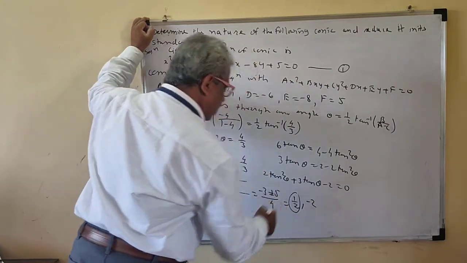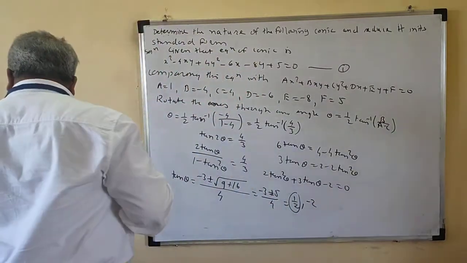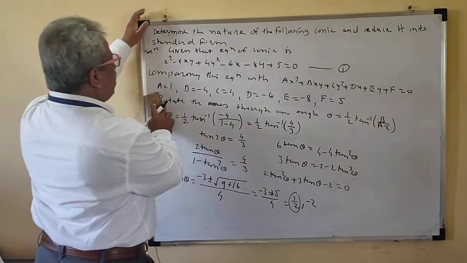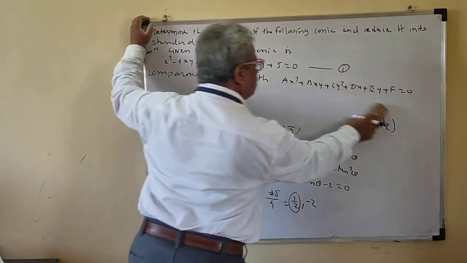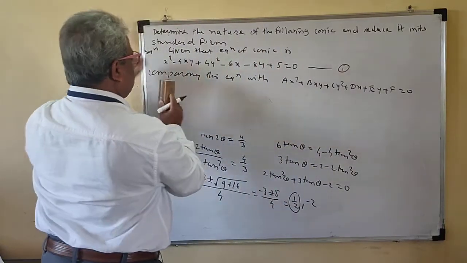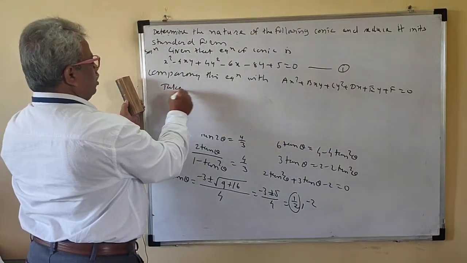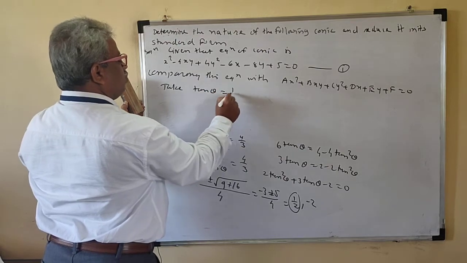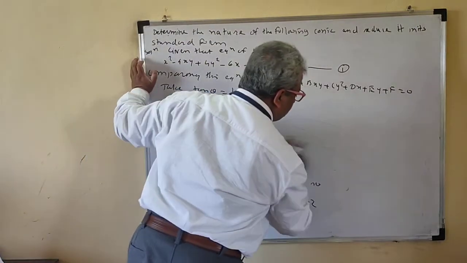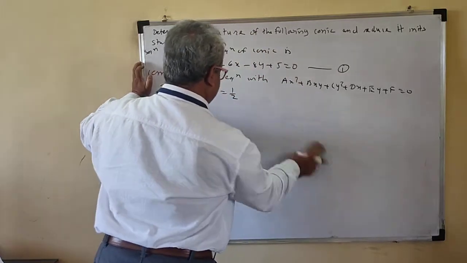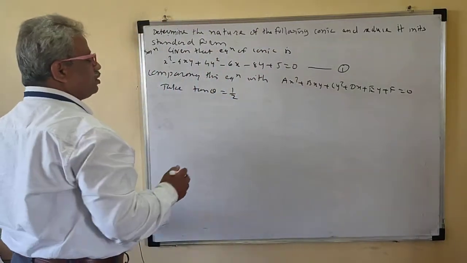I will consider this value half. So tan theta is equal to half. You can take any value, no problem. So take tan theta is equal to half. With the help of the Pythagoras theorem, you can obtain the value of sin theta.